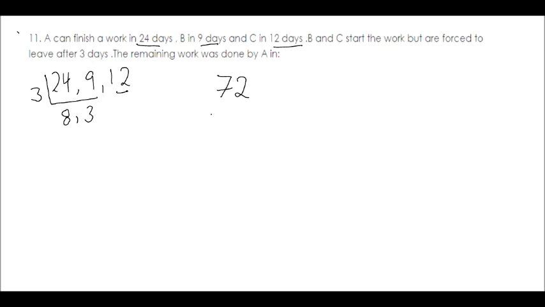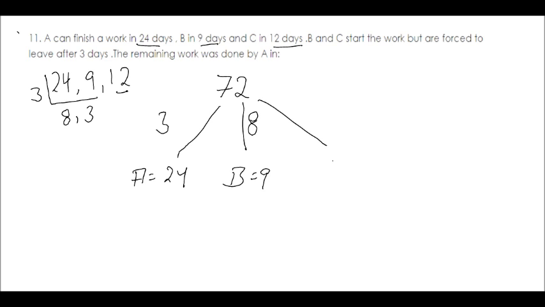So we can say the total work is 72 units. A can finish the work in 24 days, so 24 threes are 72; his efficiency is 3. B can finish the work in 9 days, so 9 eights are 72; B's efficiency is 8. C can do it in 12 days, so 12 sixes are 72; his efficiency is 6. So these are the capacities: the efficiencies 3, 8, 6 of A, B and C respectively.